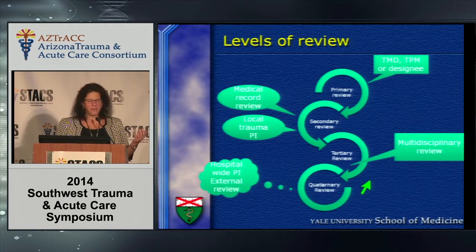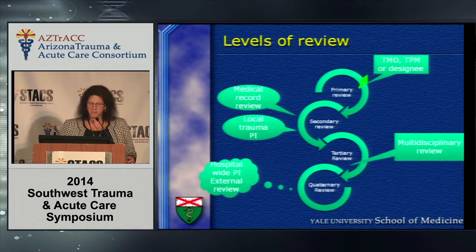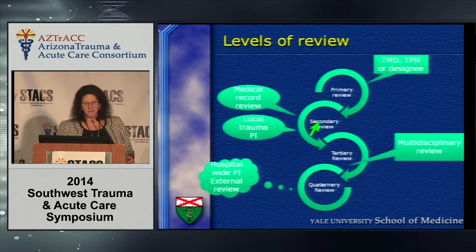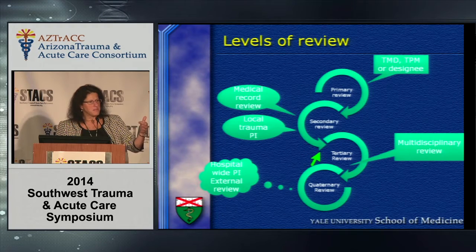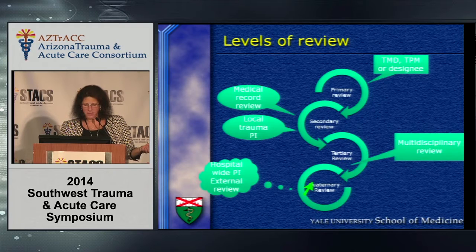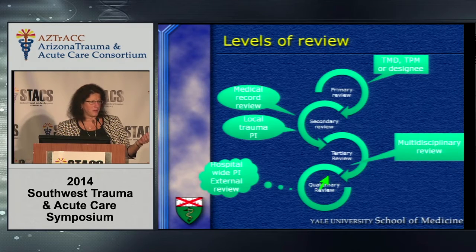And again, we can talk about levels of review. But primary review is usually done either by the trauma program manager designee or perhaps by the trauma medical director. And if there is a problem identified, then secondary review involves medical record review and a local trauma performance improvement process. If the problem seems to be more systematic, then you can go on to your tertiary or multidisciplinary review. And then some of us have the beauty of quaternary review, which is the hospital-wide PI or external review process.